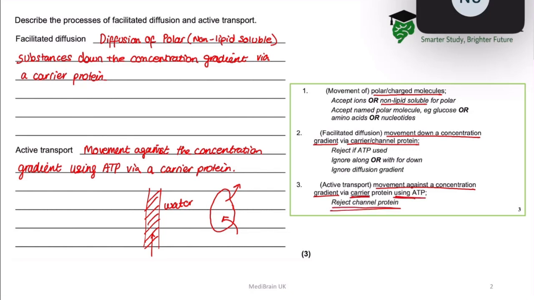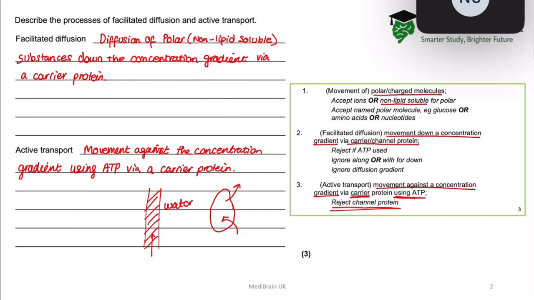So whenever you're talking about active transport, mention ATP, mention the type of protein. Whenever you're talking about any form of transport, you have to mention what it's going through. So in terms of facilitated diffusion, it's going through either a channel or carrier protein. Active transport is only through a carrier protein and it uses ATP. Okay, so that was our first exam question.